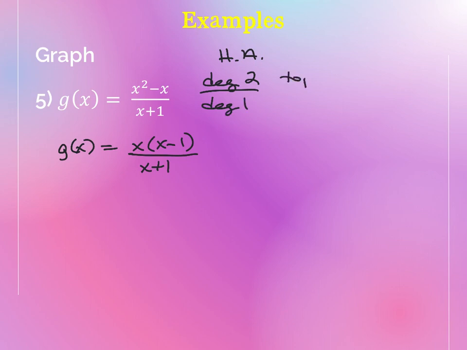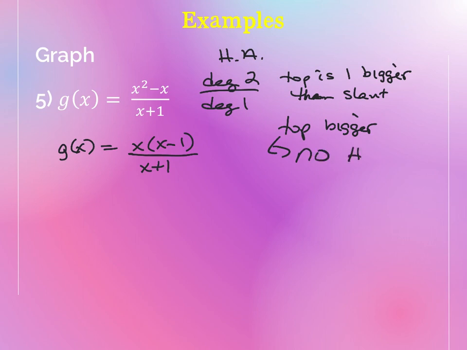So when the top is 1 bigger, then you have a slant asymptote. Because when the top is bigger, there is no horizontal asymptote. So the top is a bigger degree, so there's no horizontal asymptote. But when that numerator has 1 degree larger, then we actually have a slant asymptote. And to calculate what that slant asymptote equation is, we're going to be doing long division.